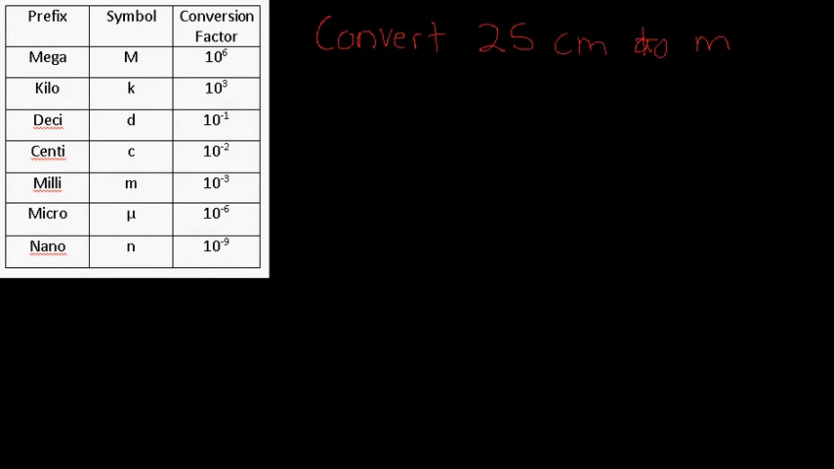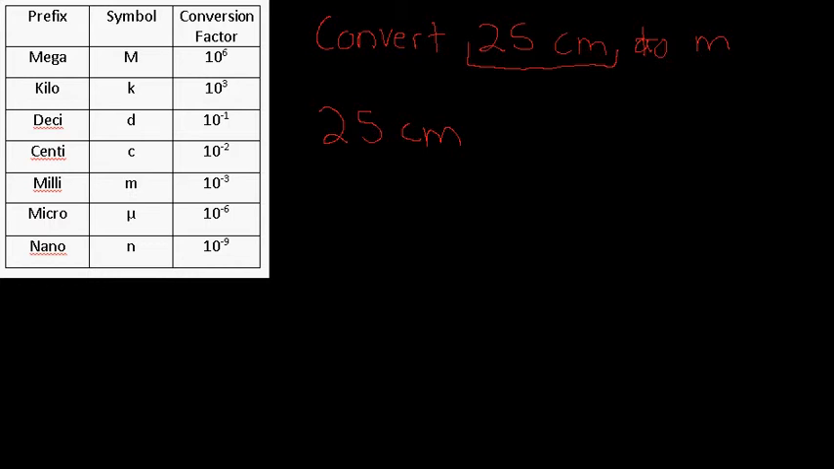What you want to do in all conversions in chemistry is think about the units. How do you want these units to cancel out with each other? You're always given a number with some kind of unit attached to it. That's always going to be the first value you write down in your conversion. So my first value is 25 centimeters.